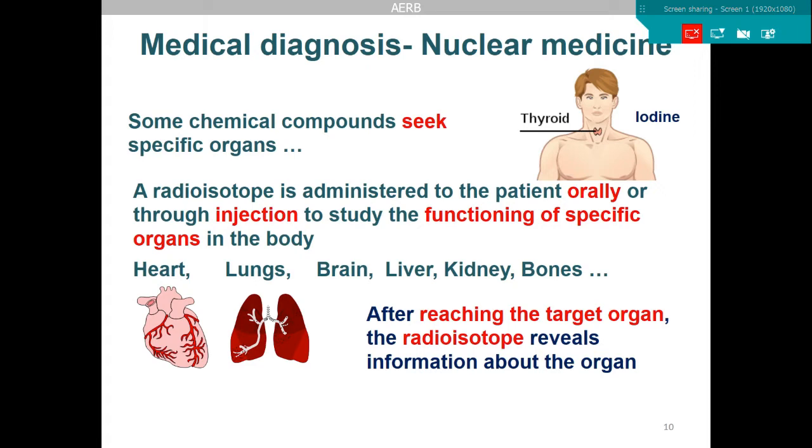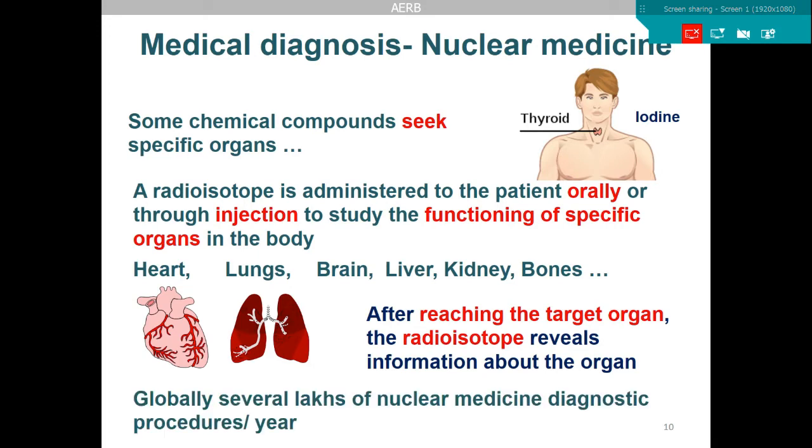As we saw in the case of iodine, thyroid is a target organ. So after reaching the target organ, the radioisotope reveals information about the organ. This is the principle of nuclear medicine. Globally, several lakhs of nuclear medicine diagnostic procedures are carried out every year.